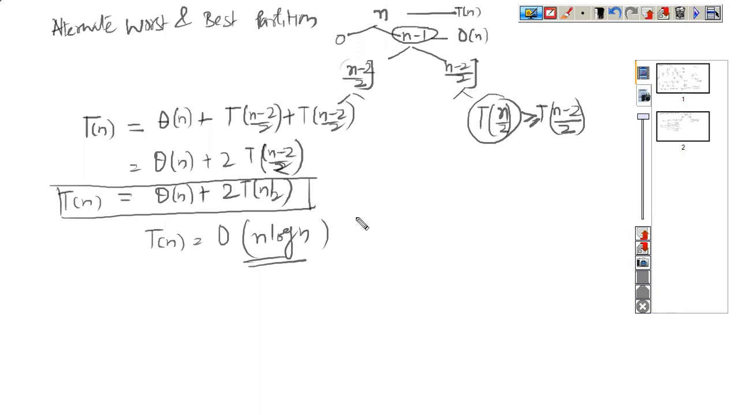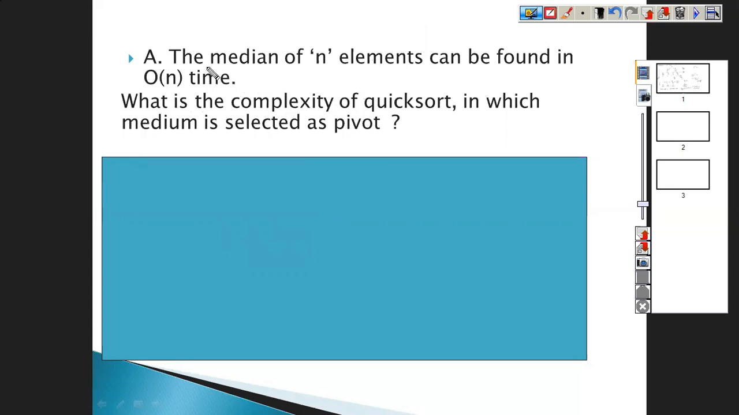Let us use these results in some numerical. So I will move to one numerical, and we see how it can be applied. Here one scenario is given to you, and we need to find out what is the cost of the effort. So the question says, the median of n elements can be found in big O of n time. What is the complexity of the quick sort in which median is selected as pivot?